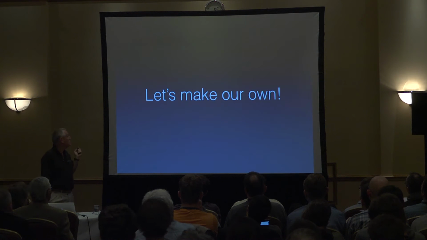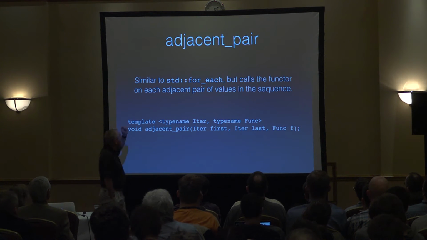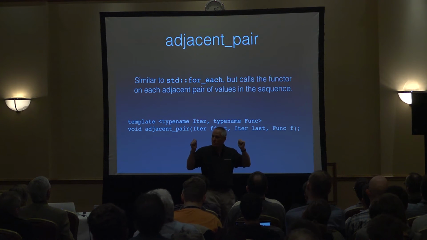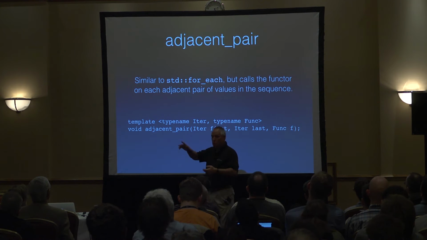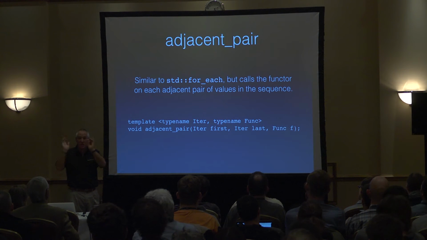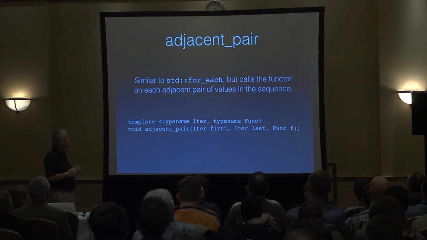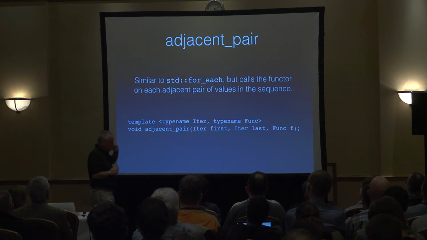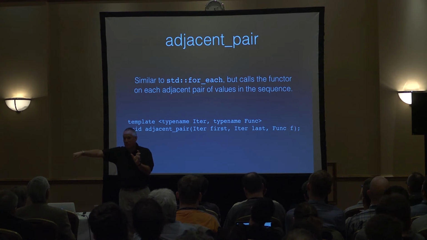Okay, let's make our own. There is an algorithm in the standard library called for each, which takes a sequence and a functor. Just think of a functor as something you can call. It could be a pointer to a procedure. It could be many things. But you can think of it as a function pointer, and you won't be far wrong, at least for the purposes of today. Basically, it calls the functor with the parameter, which is each element in the sequence.